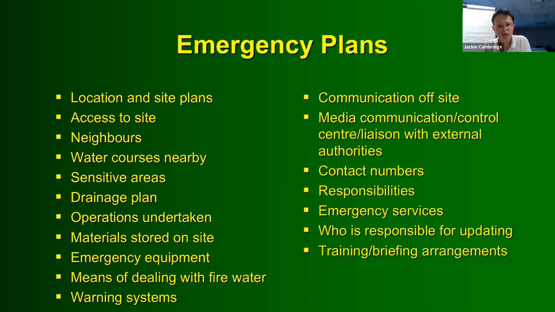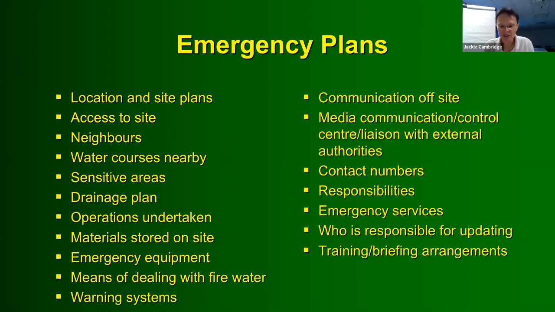So what operations are actually undertaken on site? What do we do? Do we need any specific emergency equipment? That might be emergency showers. It could be a gas suppression system. So we've got communication on site and media, but also, as I mentioned, communication off-site, depending on where you are and what might happen. Contact numbers, and again, that could be on-site. So sometimes in your own emergency plans, you might have senior manager numbers and things like that, as well as the numbers for emergency services, Environment Agency, other authorities, the utility companies, etc.